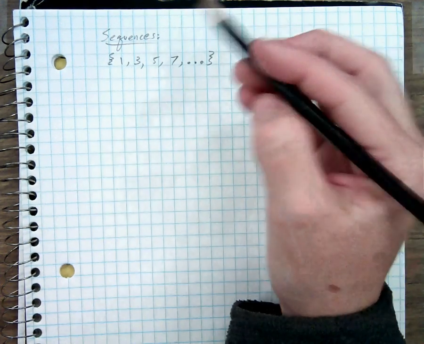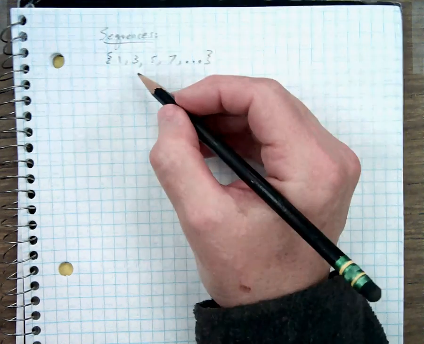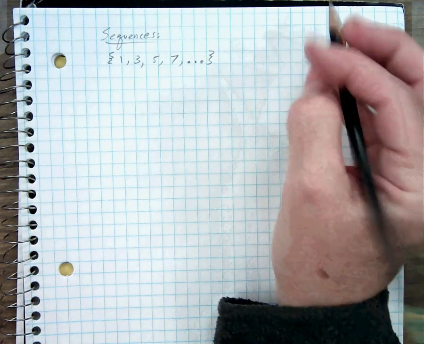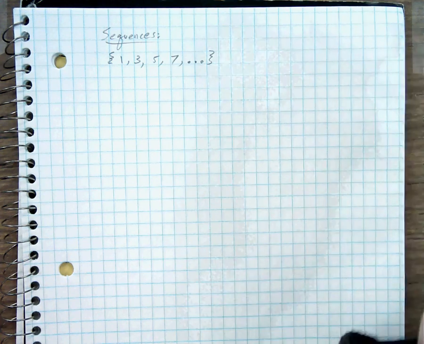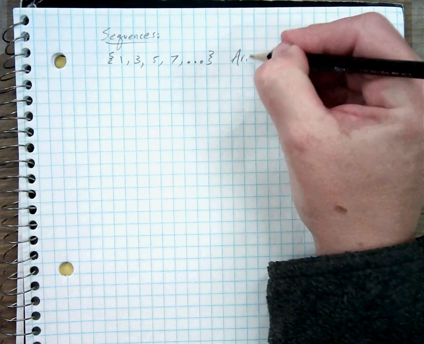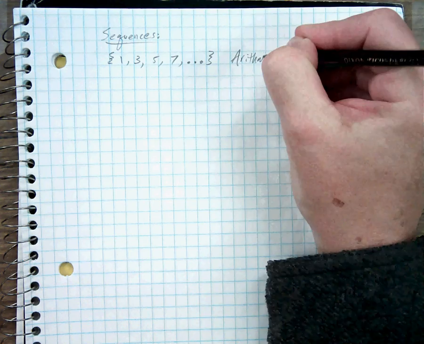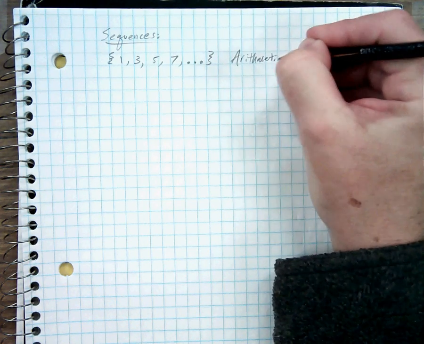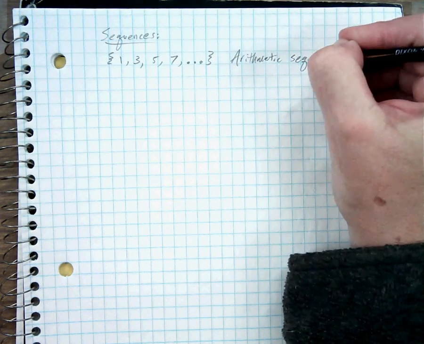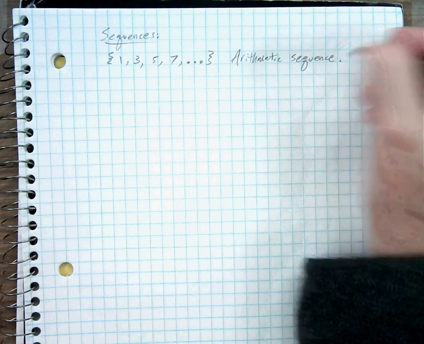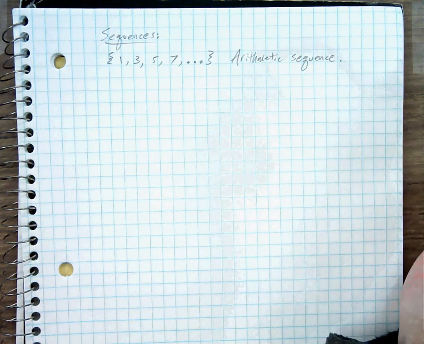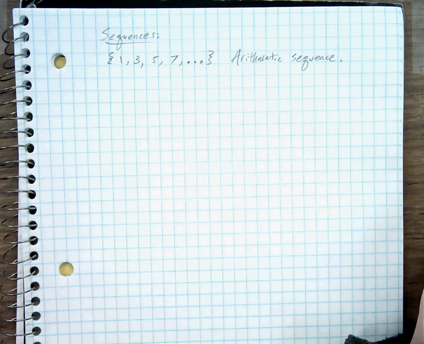This sequence, as you can see, we're just adding 2. When you add the same number every time, this one actually has a name. This is called an arithmetic sequence. If you multiply by the same number every time, it would be a geometric sequence.